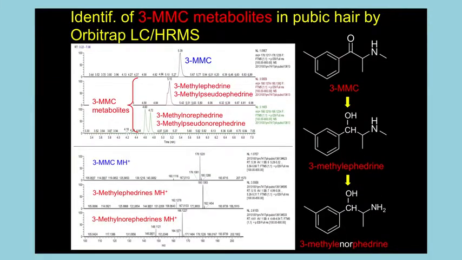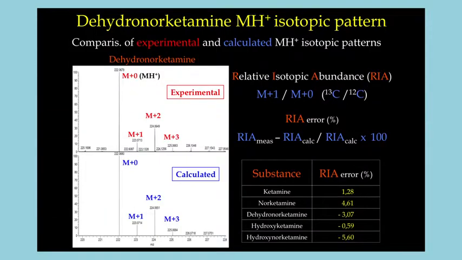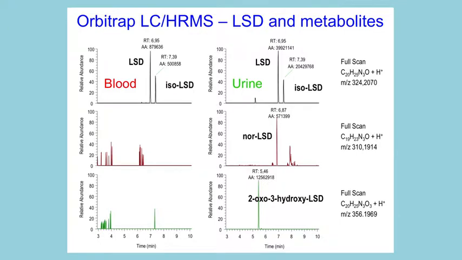Using Orbitrap LC-MS, 4 metabolites of the designer drug 3-methylmethcathinone, 3-MMC, have been identified in pubic hair for the first time. Likewise, dihydronorketamine, a minor metabolite of ketamine, has for the first time been detected using Orbitrap HRMS in the head hair of a driver applying for driving license regranting after a criminal infraction. Identification of metabolites in hair aids in the differentiation between administration and passive exposure to drugs. Due to its very high sensitivity, HRAM LC-MS is also used to detect very low levels of the drug LSD and its metabolites in blood and urine.